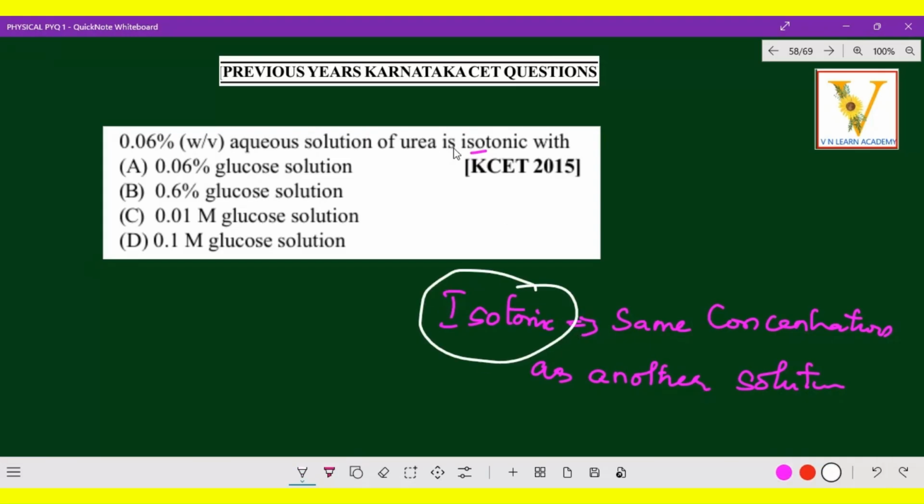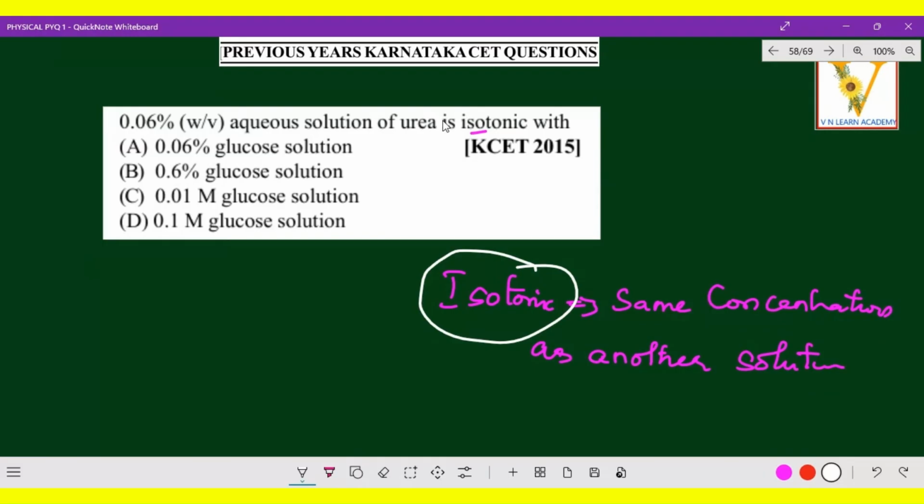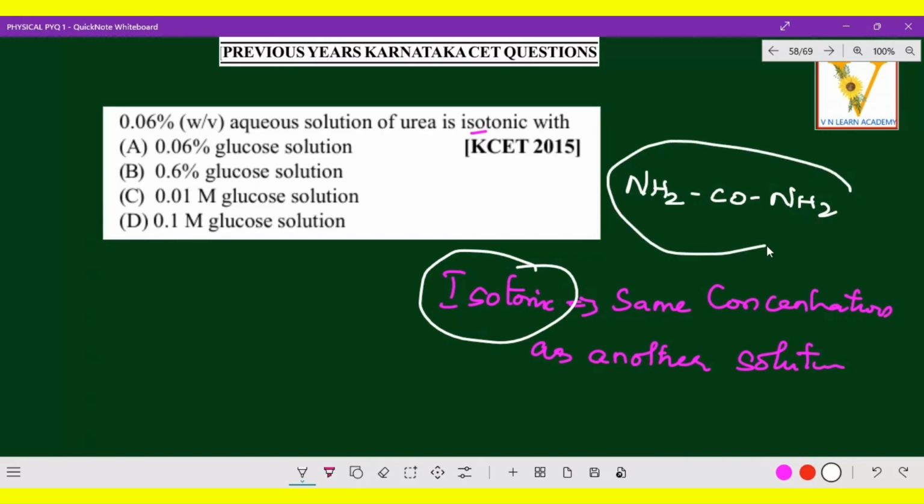So same concentration, what is it concentration in? Glucose solution. Everywhere they mention glucose solution only. So here the aqueous solution of urea concentration is equivalent to glucose solution. Urea is NH2CONH2, so this is the formula of urea. Now in this point, molarity we have to check.